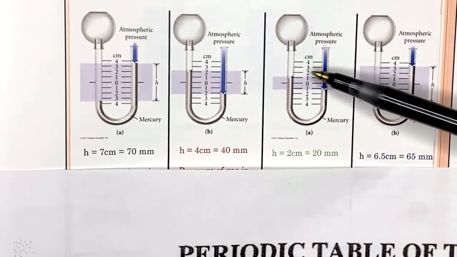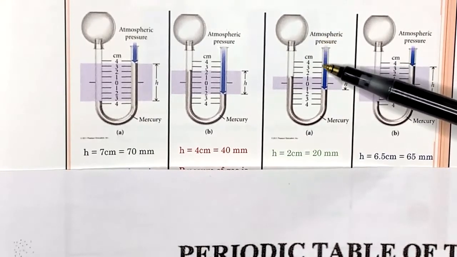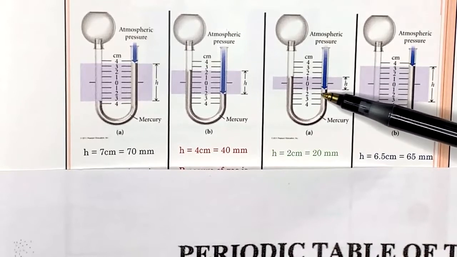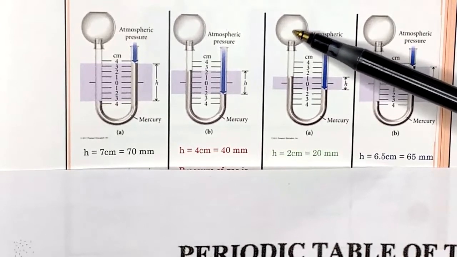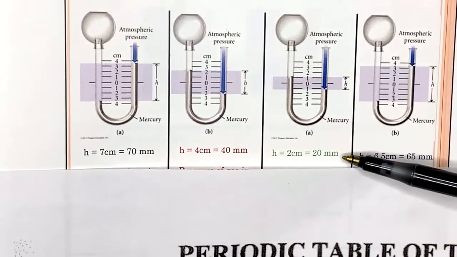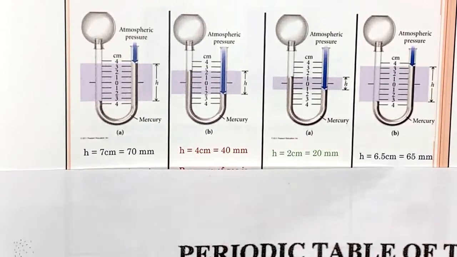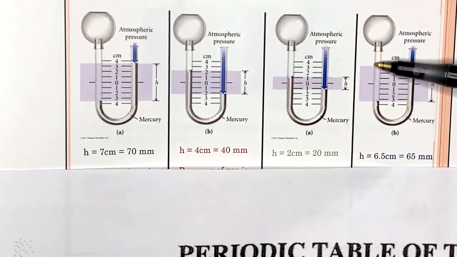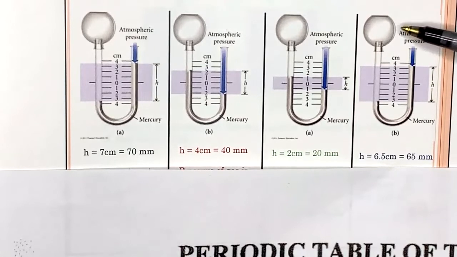And you can see that in this case here, this one atmosphere is pushing harder also. So the flask would be subtract how much? It would be 760 minus 20 millimeters mercury. And on the last example here, the flask is pushing harder. How much harder? 65 millimeters in difference. So that would be 760 plus 65 millimeters mercury.